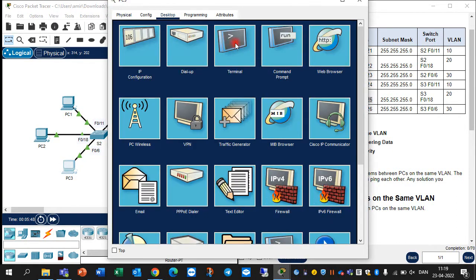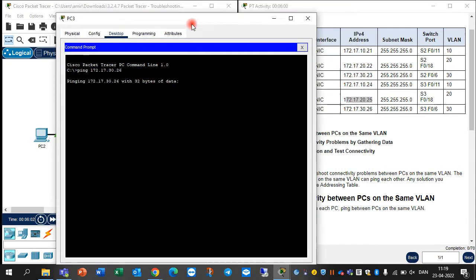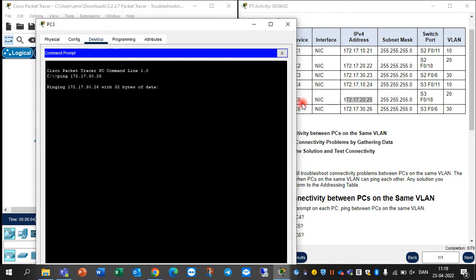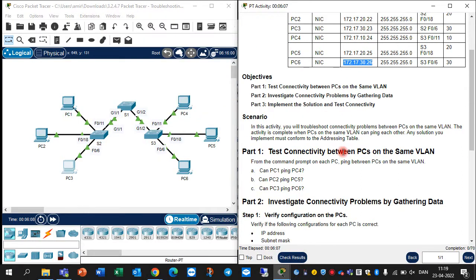PC3 cannot ping the IP address of PC6. PC3 is in VLAN 30 and this is the IP address of PC6 here. Yes, same. They cannot ping.